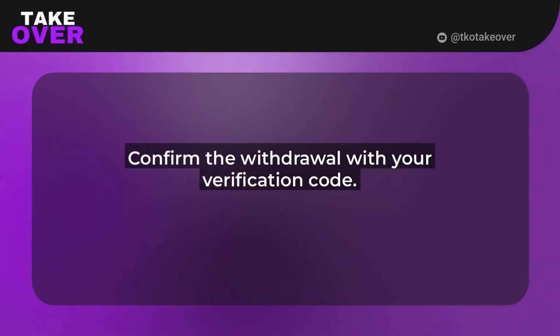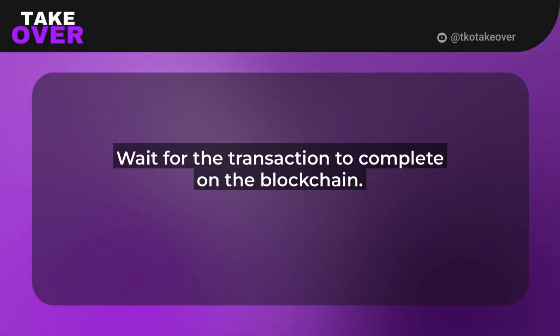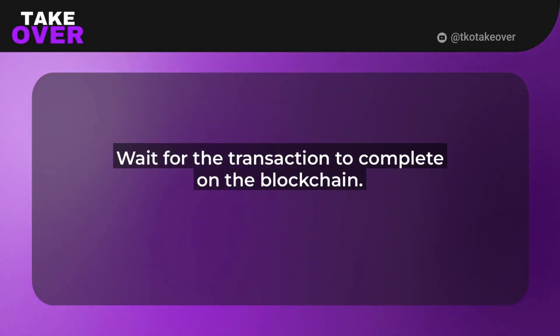Withdrawals can take anywhere from a few minutes to an hour, depending on network congestion. Once it's done, hop over to Kucoin and check your wallet. Your SHIB should appear shortly. Pro tip: enable two-factor authentication on both platforms for extra security.